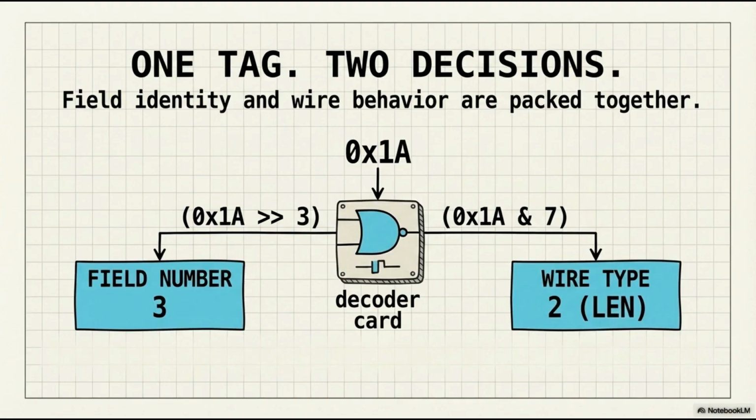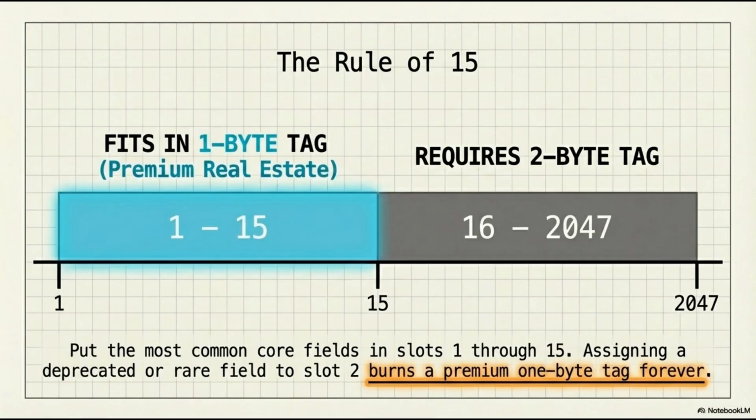But the size of the tag itself creates a really important optimization rule that every engineer designing an API needs to memorize. Yes, the rule of 15. Right, because of how the shifting works, tags for field numbers 1 through 15 fit perfectly into a single byte. And the moment you hit field number 16 and all the way up to 2047, I think the tag suddenly requires 2 bytes. It overflows the single byte capacity. Which means you need to put your most frequently used fields, your core identifiers, in the 1 to 15 range in your .proto files. Yeah, if you put a rarely used or deprecated field in slot 2, you are burning a premium 1 byte tag for absolutely no reason.